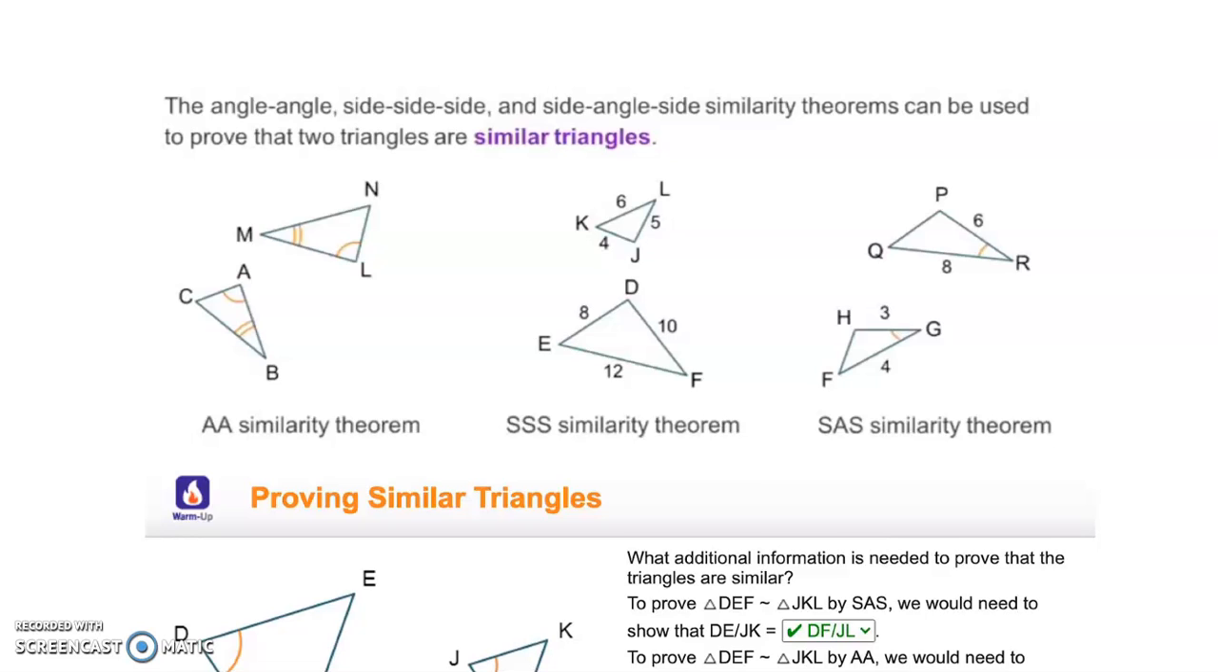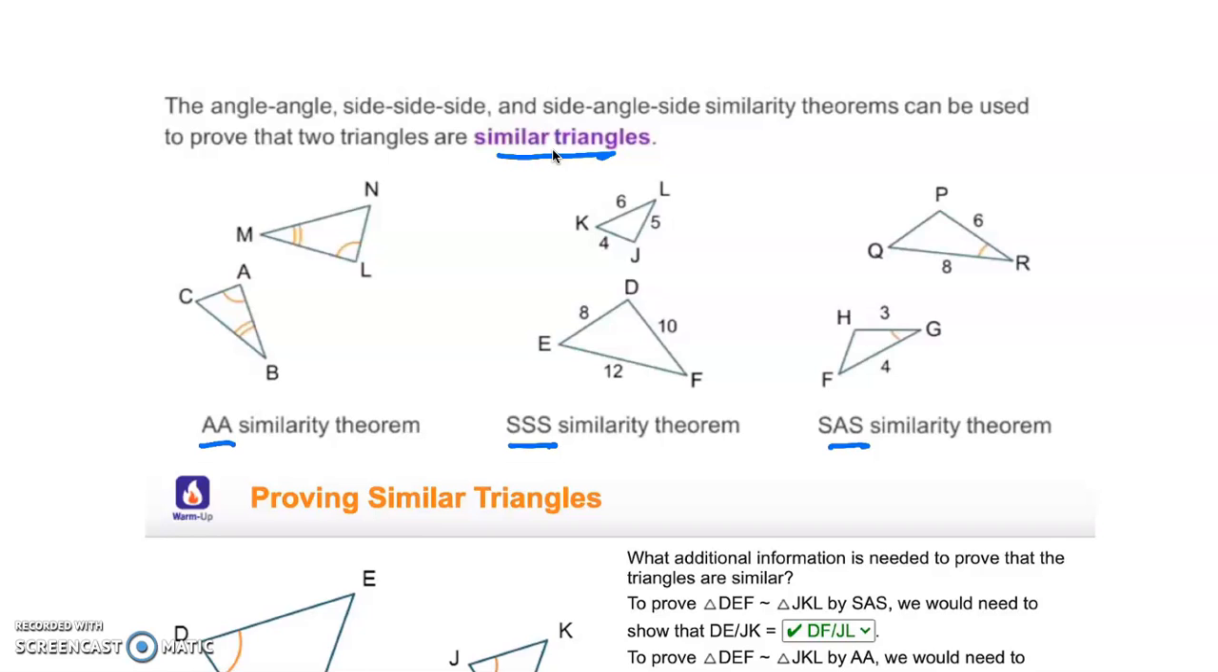In this lesson, we're going to take a look at using triangle similarity theorems, and we're going to learn a couple more theorems as well. So just to review, we've got three different similarity theorems that can be used to prove triangles are similar. And that is the angle-angle similarity theorem, the side-side-side similarity theorem, and the side-angle-side.